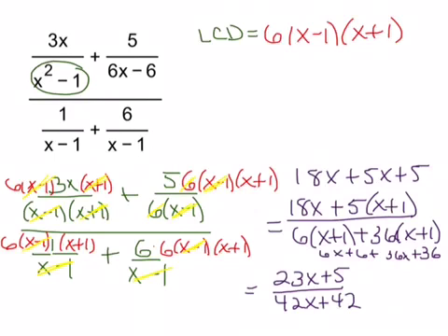The last thing we always want to do is check to see if anything factors and reduces in our final answer. But the numerator, the 23x and the 5, has no common factors. While the denominator does factor a little bit, nothing will reduce. So this is an acceptable form of our answer.